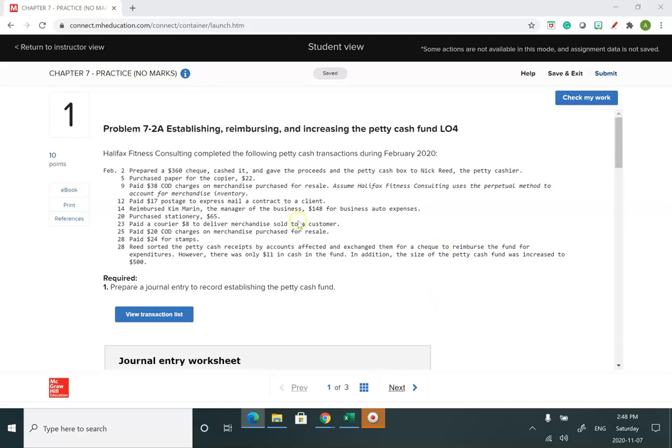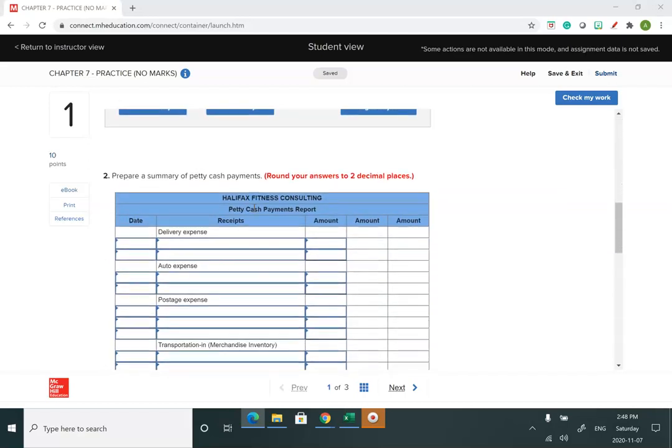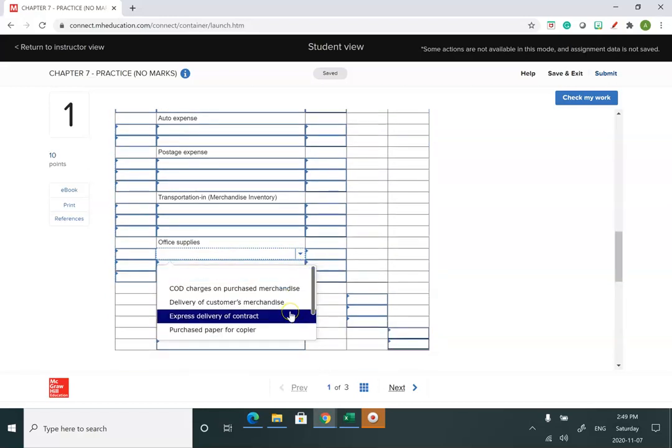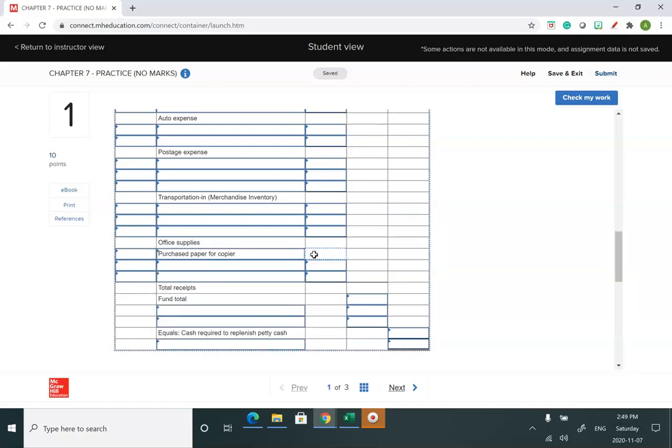So what I'm going to do is read through all of the transactions as they happen, and then move and categorize them all. On February 5th, it says purchased paper for the copier, $22. So I'm just going to see the categories that I have, and the purchase of paper seems to fit best under office supplies. So when I do my journal entry, I'm just going to do one entry to office supplies, and this is just a part of it. So let's see here. Purchase of photocopy paper, and that was $22.